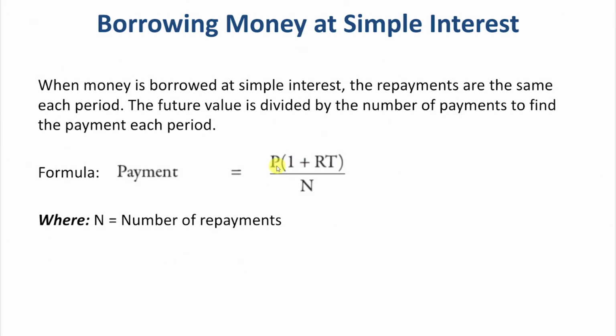Okay, this is the borrowing amount. Remember, we look at $130. You pay over 3 years, and that's $43.33 a year.